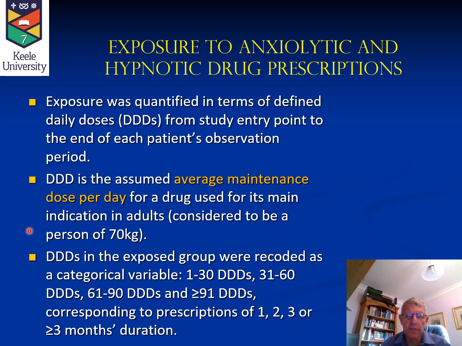So using this, we defined all people's drug use in the study in terms of how much drug use they had: 1 to 30 DDDs, 31 to 60 DDDs, 61 to 90, or more than 91. These correspond to the duration periods for being prescribed the drug. So we were able to look at exposure in terms of how much of the drug they were prescribed.